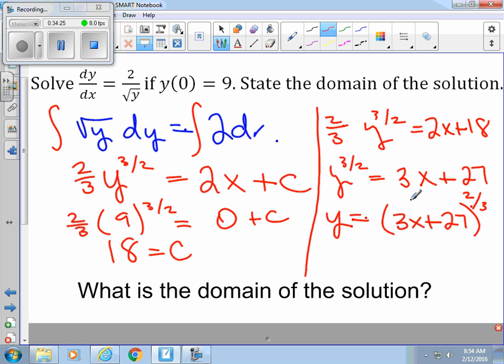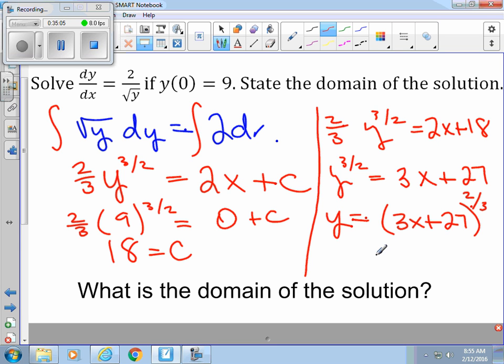Domain of this. All real numbers, right? Y can't be negative, agreed? Or 0. But domain's not y. So now I need to go back to this and go, okay, what would make y negative? Because y can't be negative or 0, right? The square actually takes care of the negatives. You agree? So this won't ever be negative. But it can't be 0.